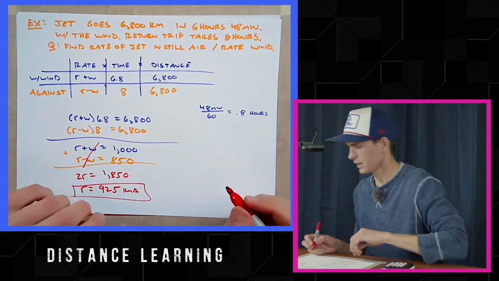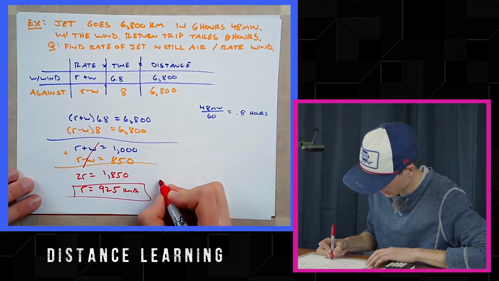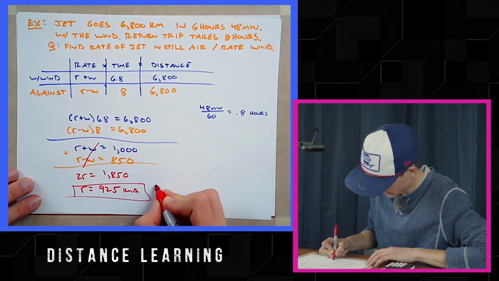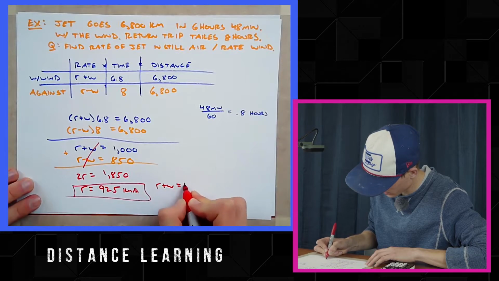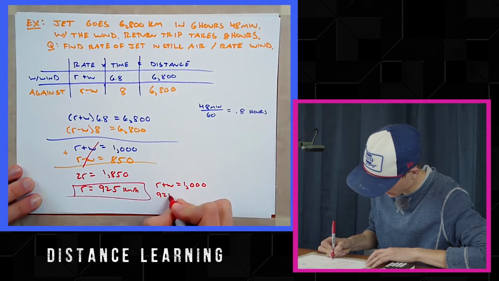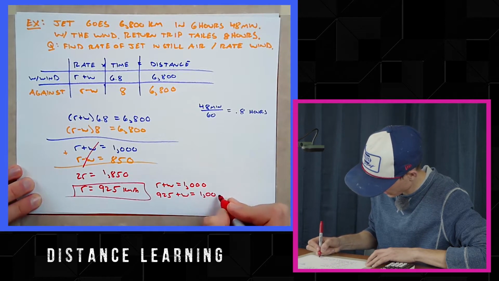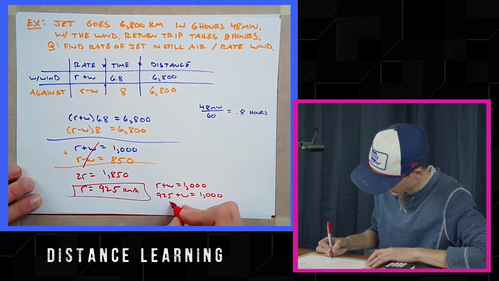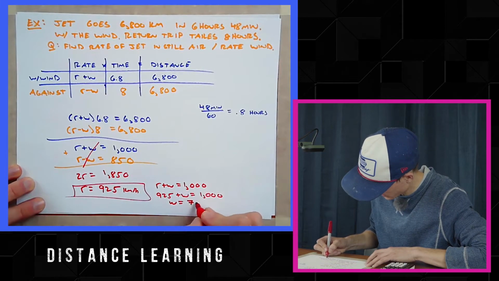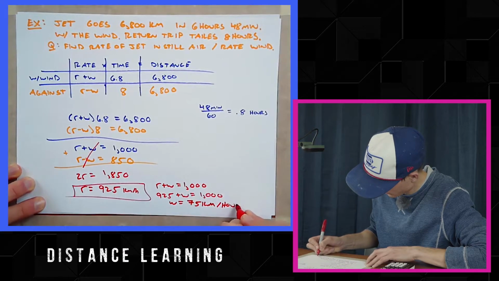Shazam. And then for wind, well, our equation here says R plus W equals 1,000. So if the jet's going 925 kilometers an hour, the wind's got to make up that difference. So if I subtract, that means the wind is going 75 kilometers an hour. That sounds pretty dang fast to me.